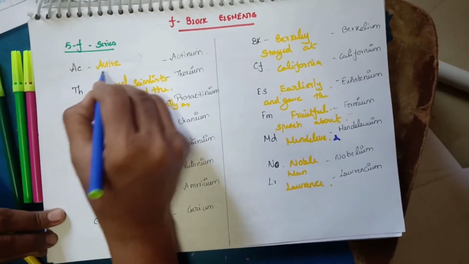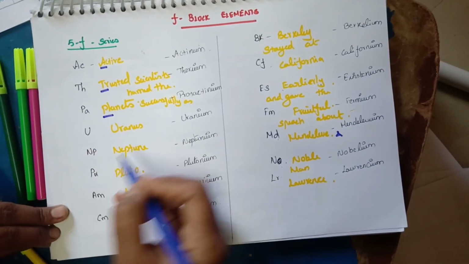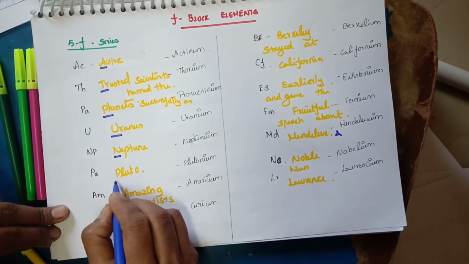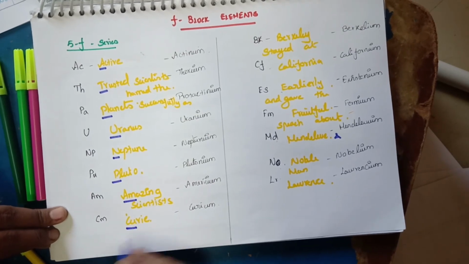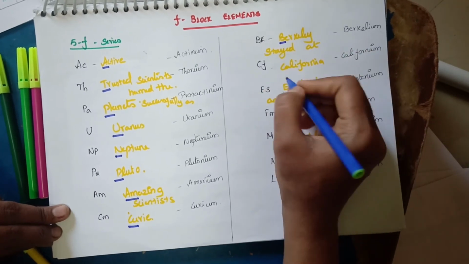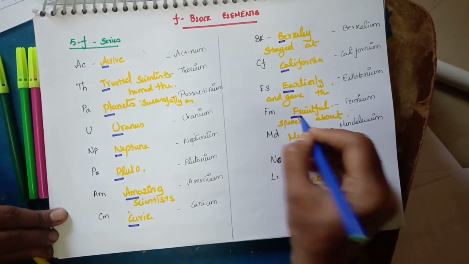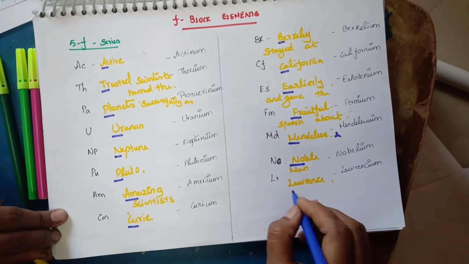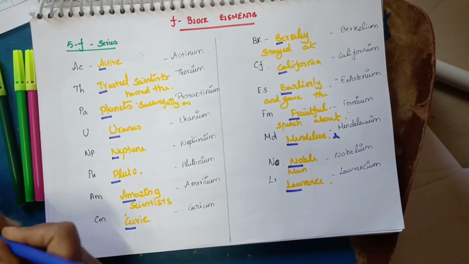See, this: Ac is actinium, Th thorium, Pa protactinium, U uranium, Np neptunium, Pu plutonium, Am americium, Cm curium, Bk berkelium, and then Cf californium, Es einsteinium, Fm fermium, Md mendelevium, No nobelium, and Lr lawrencium. I hope this video is very useful.